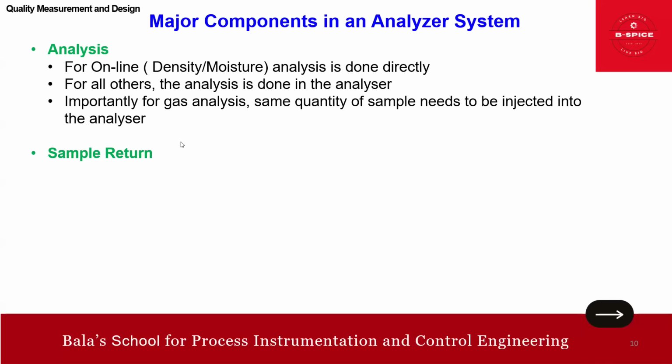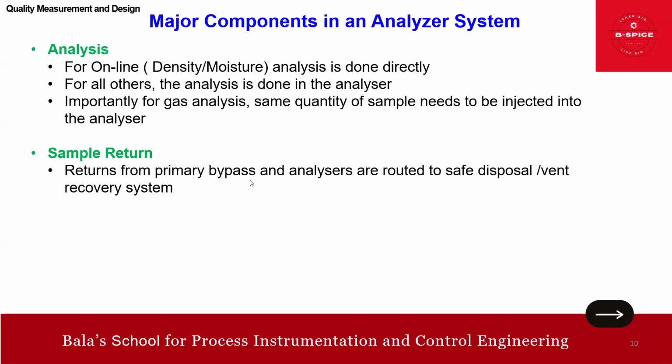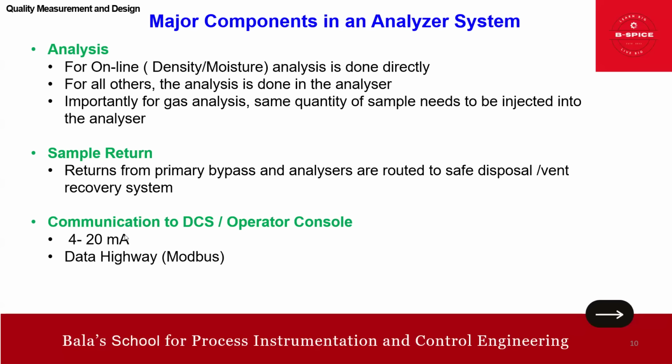So we have discussed sample takeoff and sample conditioning, and this is the analysis section. And here it is sample return. So the return from the primary bypass and analyzers are routed for safe disposal and vent. So this is just for recovery. Okay. For safe disposal, right, friends? So this is about the sample return. Then how about the communication to DCS? So basically we have all these options, 4 to 20 milliamps and data highway, and OPC, right, friends?